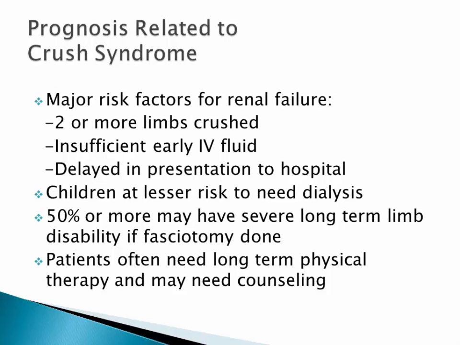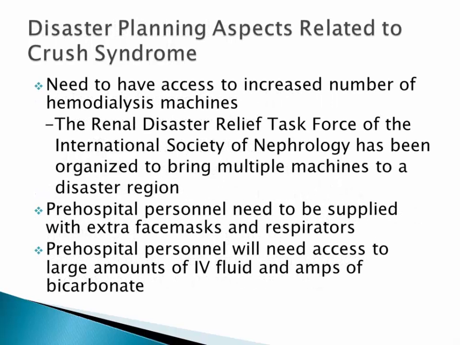The prognosis: the major risk factors for renal failure. If 2 or more limbs are crushed, there's increased risk of renal failure. As mentioned, insufficient early IV fluids can lead to renal insufficiency, as can delayed presentation to the hospital. Children seem to be at a little lesser risk for needing dialysis. We're not sure why. 50% or more may have severe long-term limb disability if fasciotomy is done. And patients often need some long-term physical therapy and may need counseling due to their traumatic event.